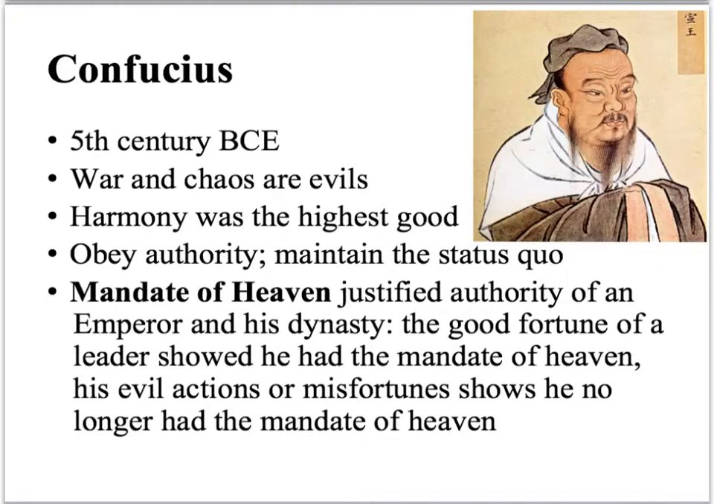He also developed the idea of the mandate of heaven. Essentially, this could be thought of more in terms of fate, and it justified the authority of the emperor and his dynasty. If everything was going well, that showed that the person in charge had the mandate of heaven. However, if things were going badly, that showed that he didn't have the mandate of heaven, and therefore it was totally acceptable to try and overthrow him. However, if you failed to overthrow him, that showed you did not have the mandate of heaven, and therefore you'd be punished, and justifiably punished, severely.